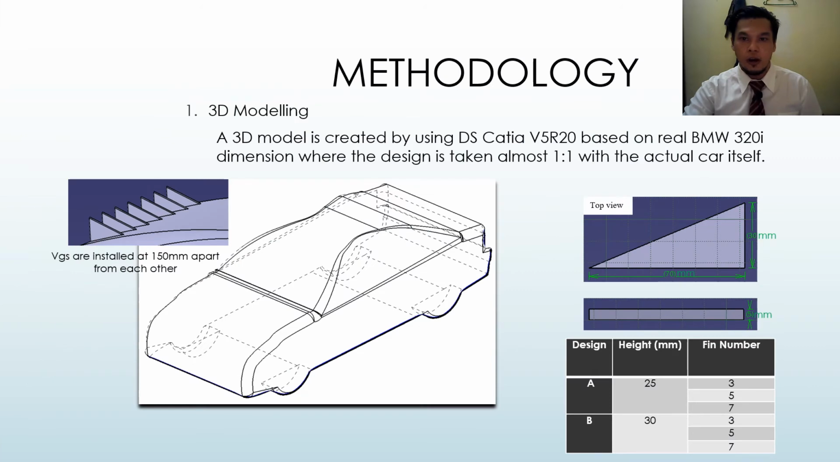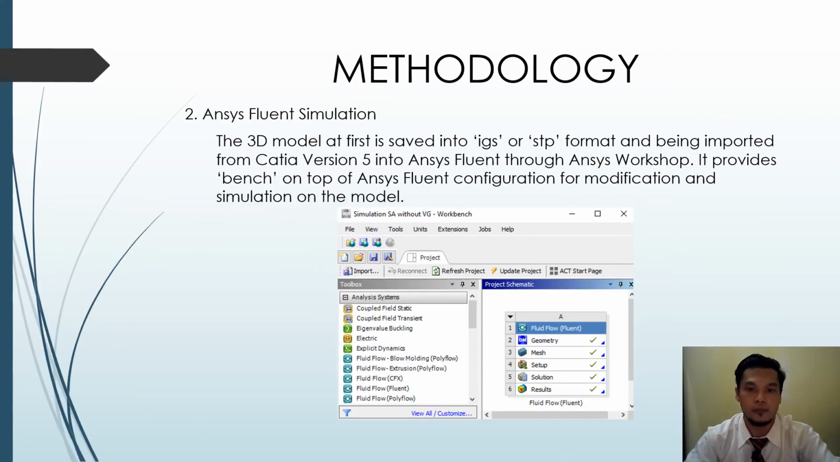The methodology of this project initially starts with 3D modeling. The car is modeled with vortex generator based on this parameter. When the modeling process is done, we proceed with the simulation process. We use ANSYS Fluent software to do the simulation process. In ANSYS Fluent software, it has a workbench to configure the modification and simulation on the model. This is how the workbench looks like.